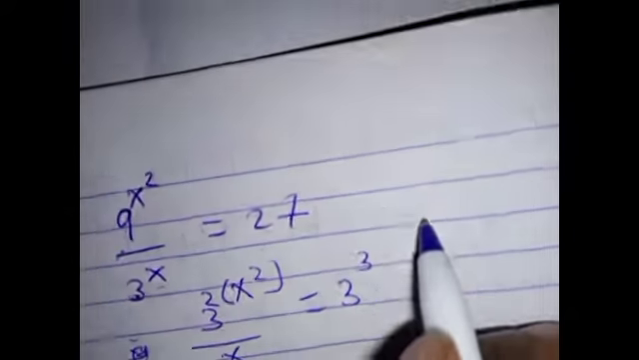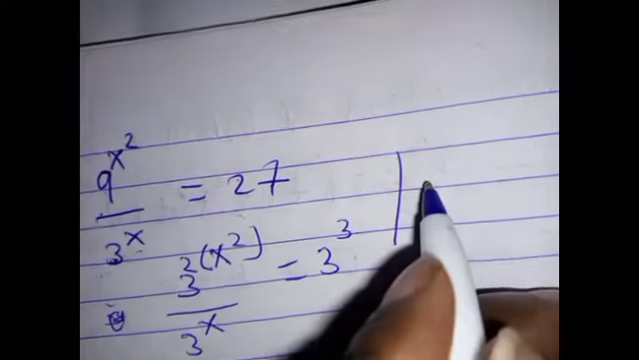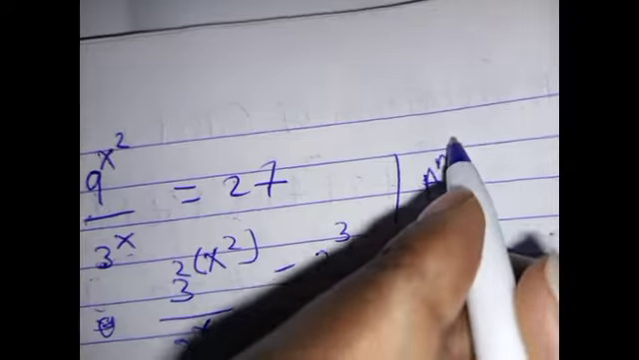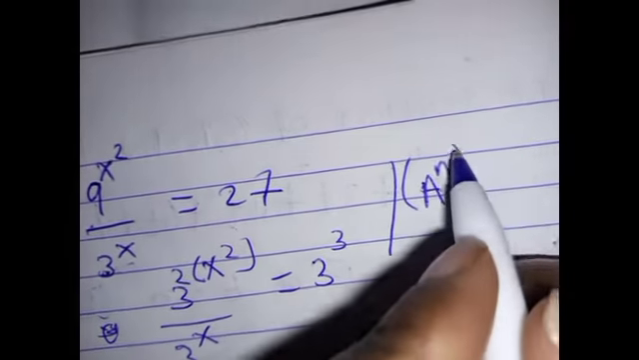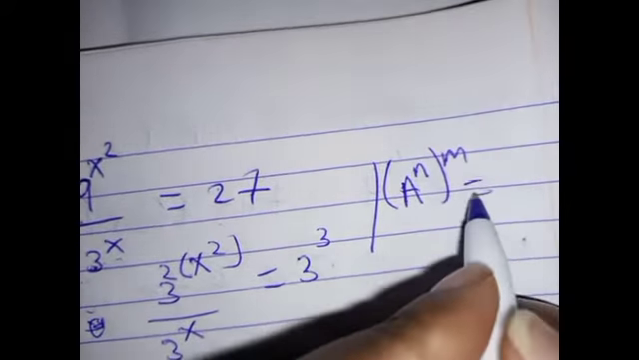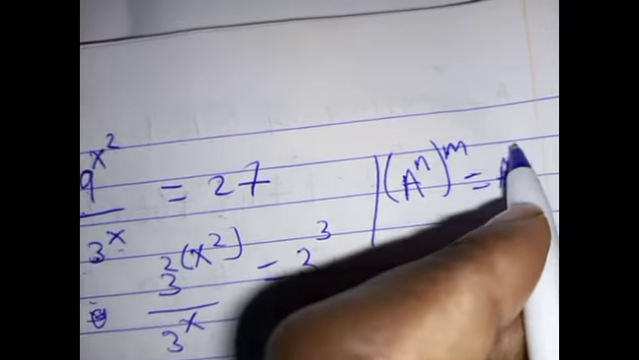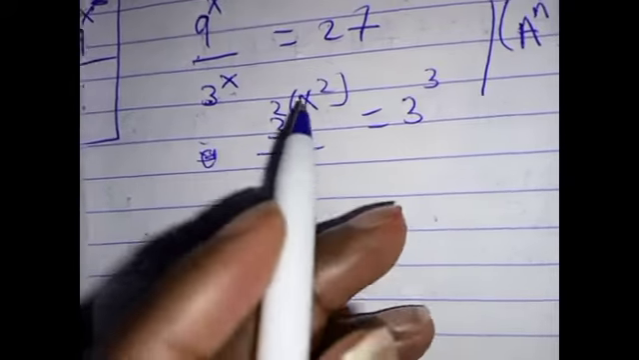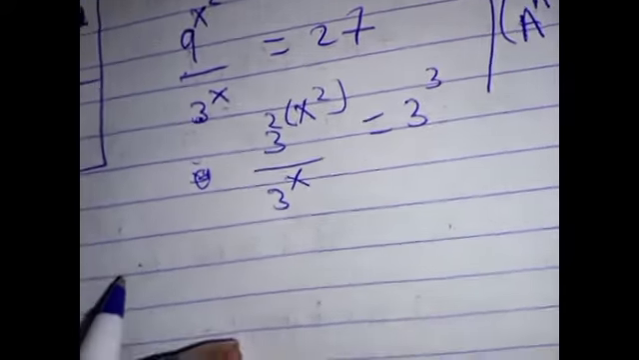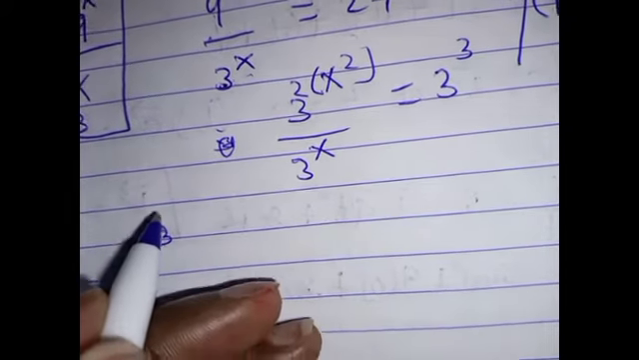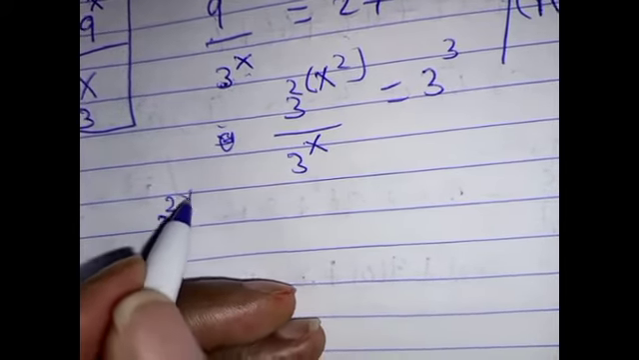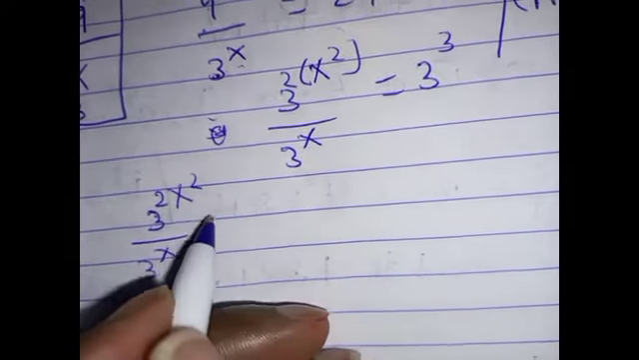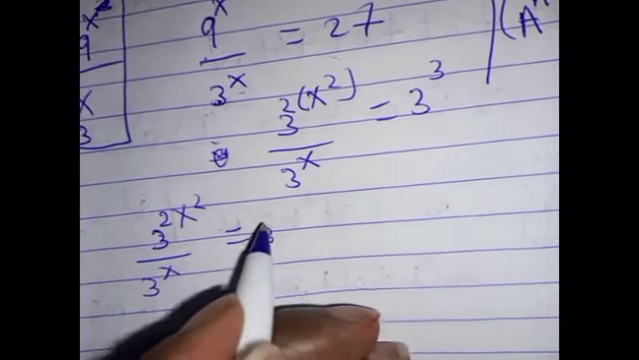We are going to make use of this law, which says that when you have a power n into bracket m, the result is a power n m. So that is what we are going to apply here. So there we will have 3 power 2 times x squared divided by 3 power x, which is equal to 3 power 3.